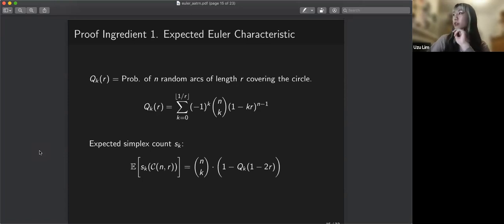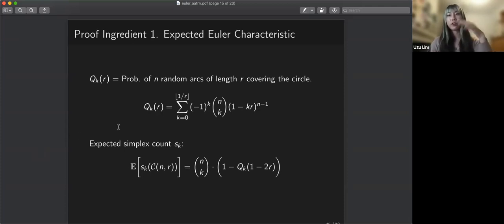expected Betti number itself is quite hard to compute, but you can compute the Euler characteristic and then use it to compute the approximate Betti numbers. And the reason why expected Euler characteristic is easy to compute is because it's given by an alternating sum of simplex counts. So I'll be giving how the computation proceeds.